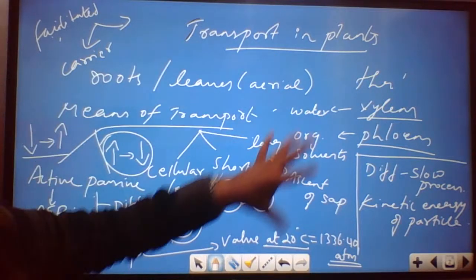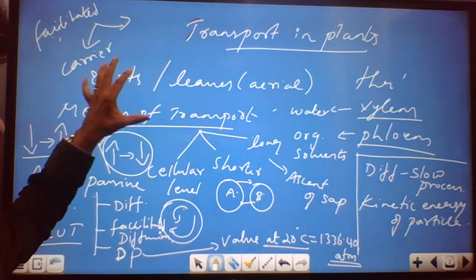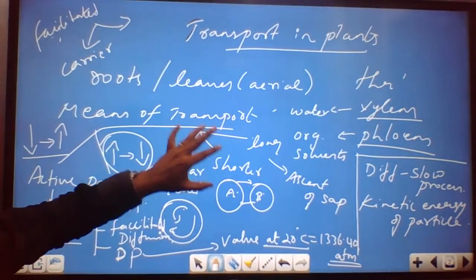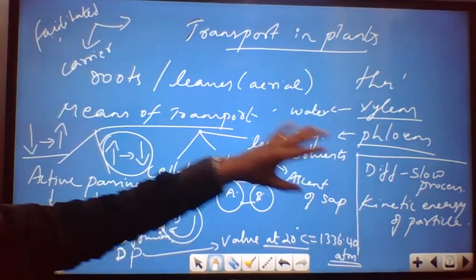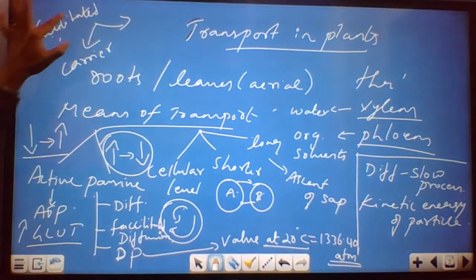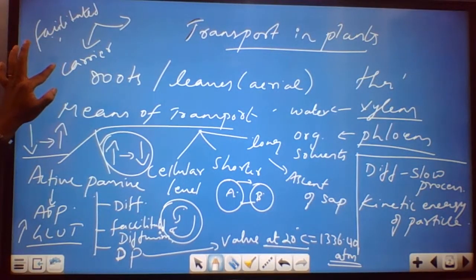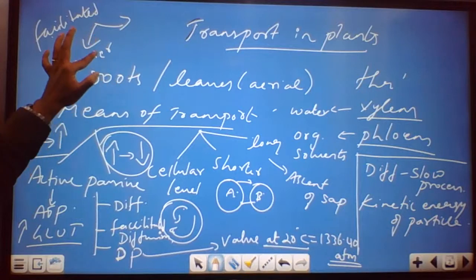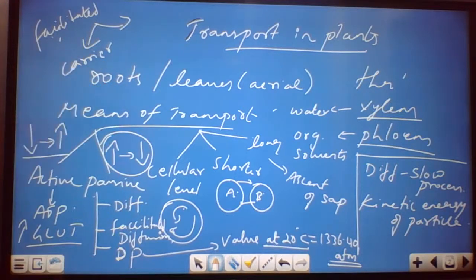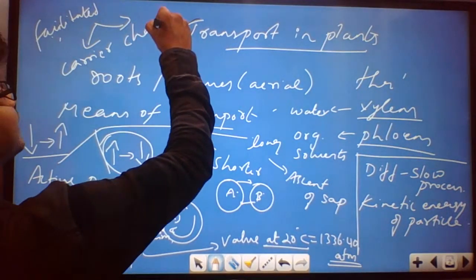Guys, maybe the board seems to be clumsy, please bear with it, because I'm not erasing it. If I erase, you might miss the other part. So I'm writing on the same board, here, facilitated. Facilitated diffusion is of two types.